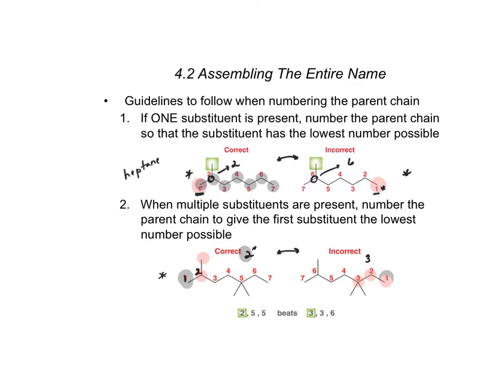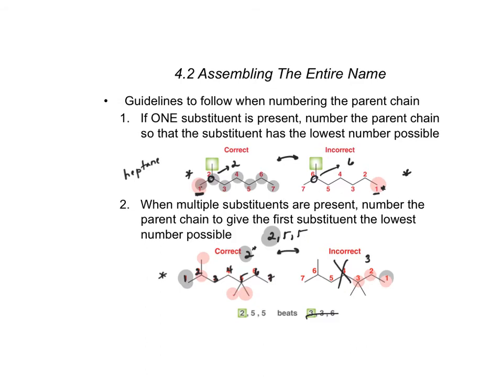It'll be 1, 2, 3, 4, 5, 6, 7, not this guy, okay? And so our second substituent here is going to be at the 5 position, as well as our third substituent at the 5 position. So when we start to assemble this, we would be listing these as 2, 5, 5, and not the opposite, or not this guy, which would have been 3, 3, 6.